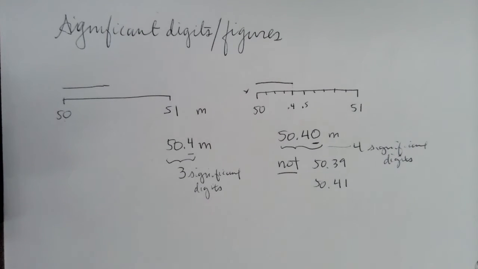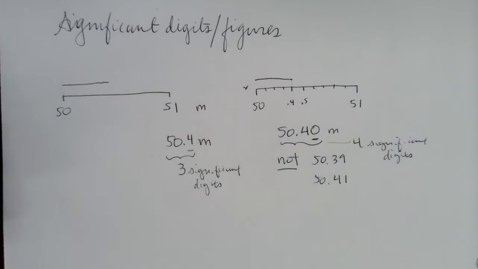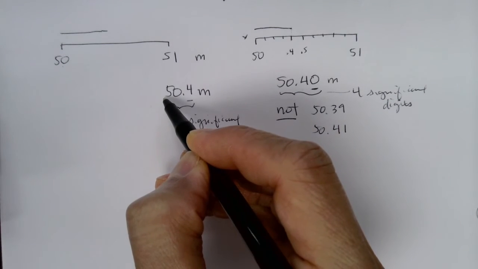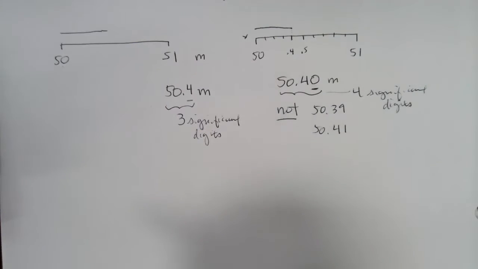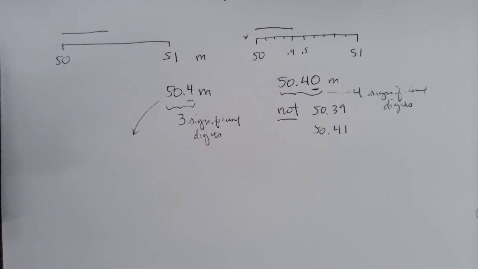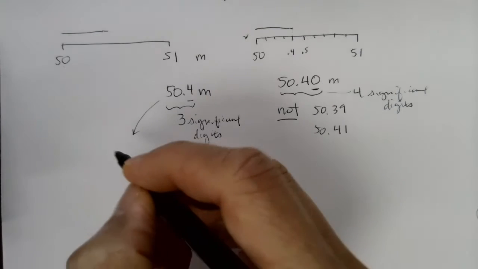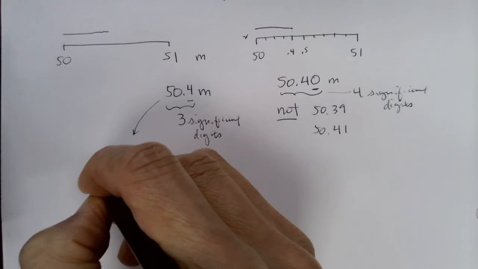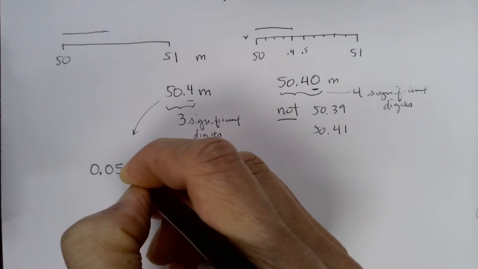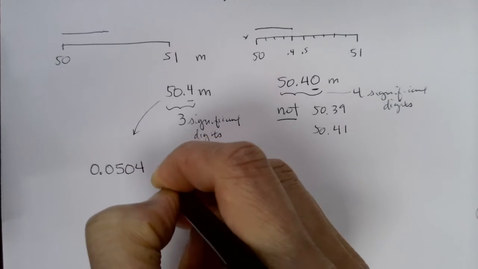Now, why is it important to keep track of these, and how do we tell what figures are significant or not? Well, since this is the information I know, 3 significant digits, or 4, we'll deal with these separately, that level of precision and honesty should not change if I simply convert my units. So for example, if I turn this into kilometers, alright, so a meter is 1,000th of a kilometer, so this would be 0.0504 kilometers.